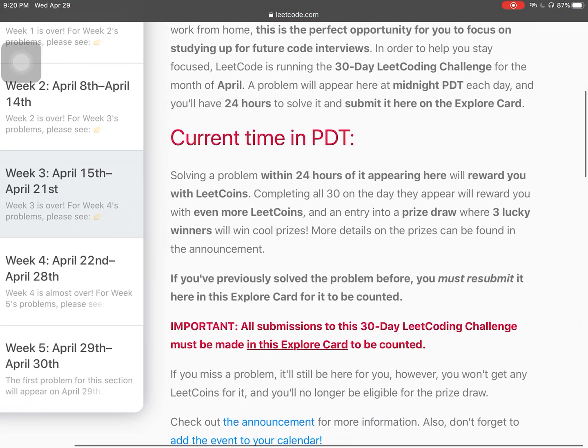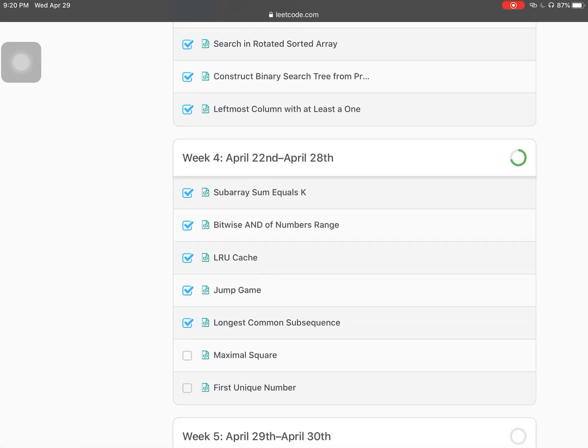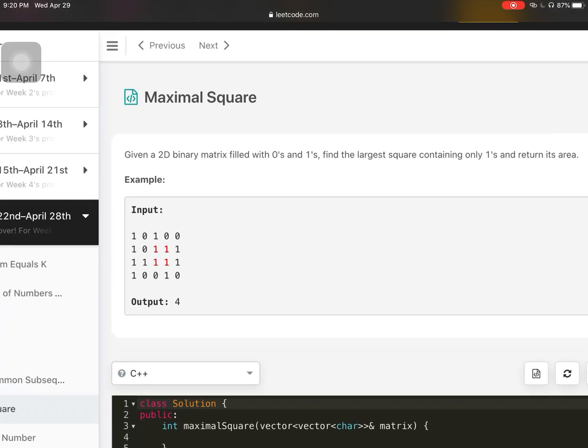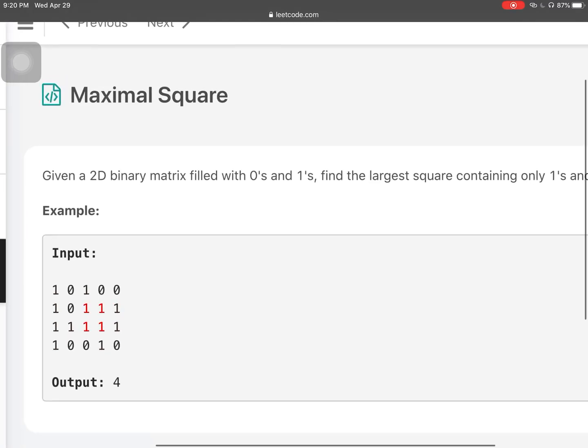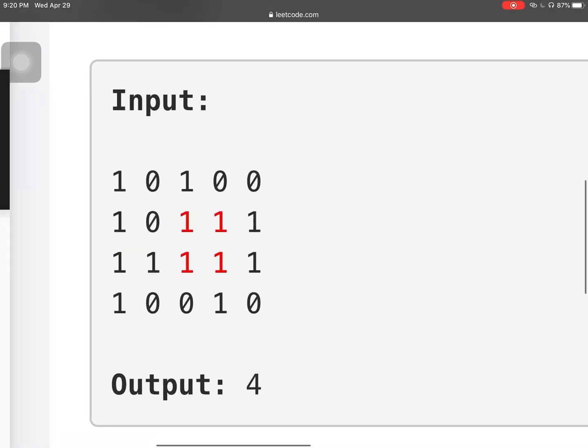So today is the 27th day of the LeetCode 30-day challenge. And the problem will be maximal square. So we're given a 2D binary matrix filled with zeros and ones. We are asked to find the largest square containing only ones and return its area. For example, in this one, the largest square will be the red ones, and the area of the square will be 4. So how do we solve this problem?